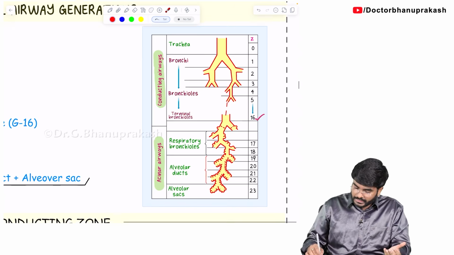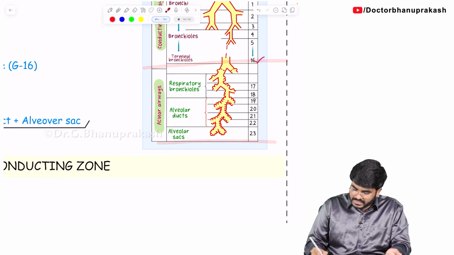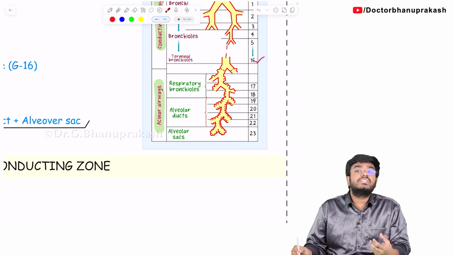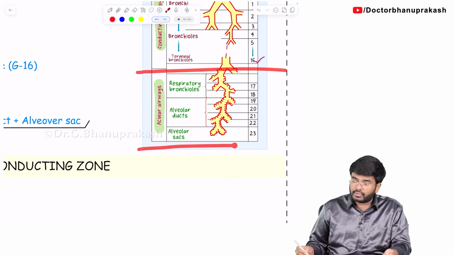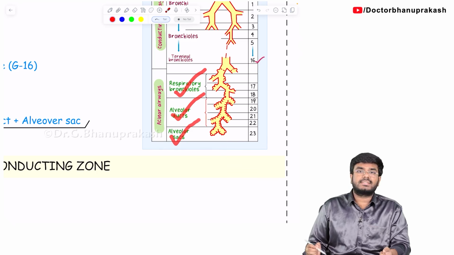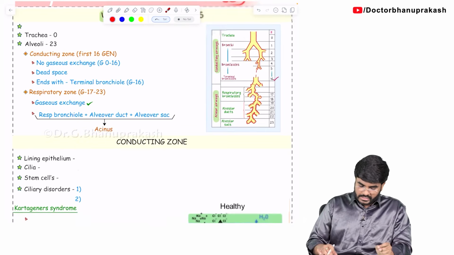exchange. But here, from generation number 17 to 23, alveoli are present and blood supply is also there. So there is exchange of gases. From generation number 17 to 23, which includes respiratory bronchioles, alveolar ducts and alveolar sacs, in these regions there is exchange of gases, right?